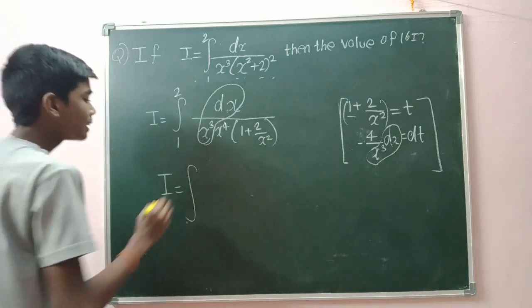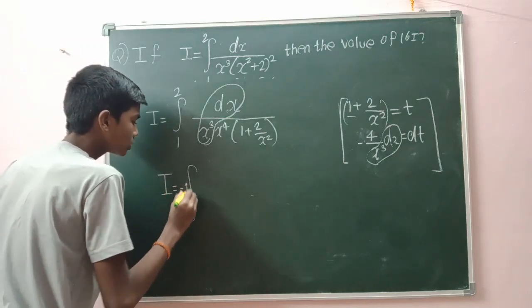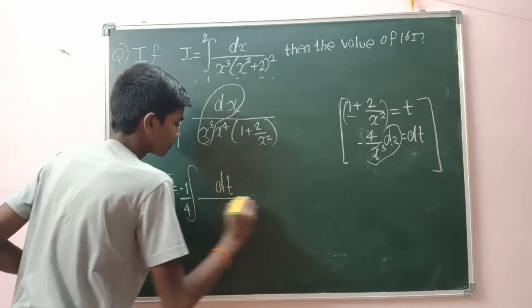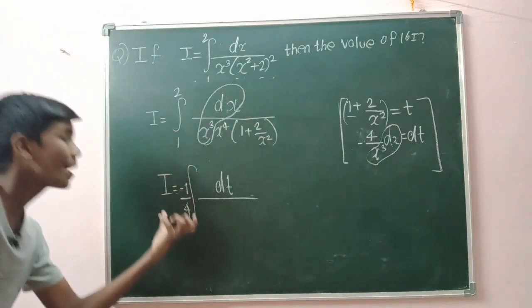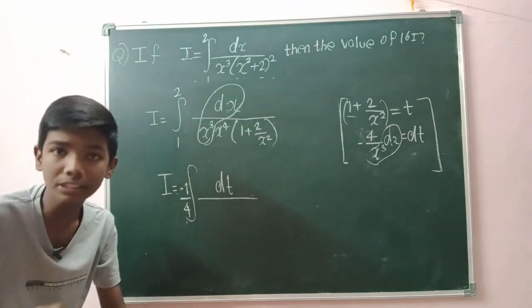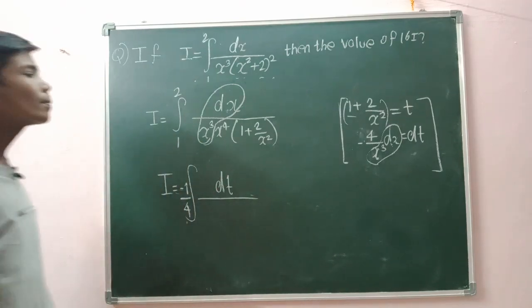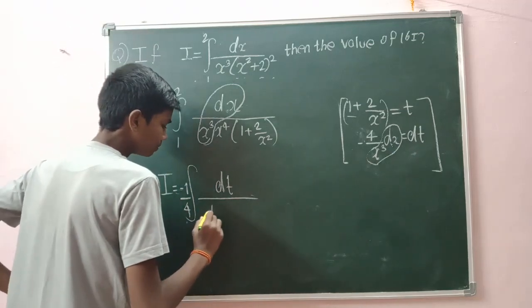So that means I need to take minus 1 by 4 common, then of dt. Okay, because it will be dt by minus 4. That is minus 1 by 4 into dt. That is a constant. Therefore, I am taking it outside. Very simple. And now in the denominator, your 1 plus 2 by x square will be t.